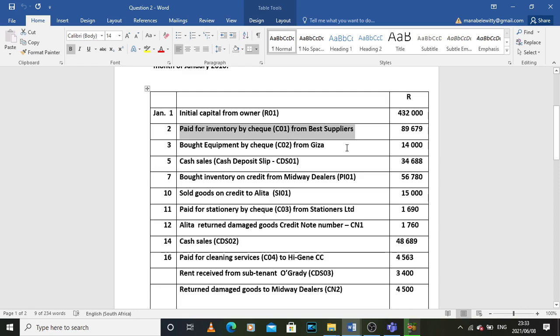Transaction number 3. You bought equipment by check. You paid. You must go to CPJ. Do the same thing. Separate VAT and equipment amount from your bank amount, which is 14,000. Work with this 14,000 and separate the two. Cash sales. You go to your cash receipt journal.